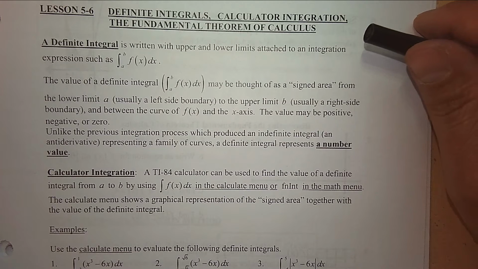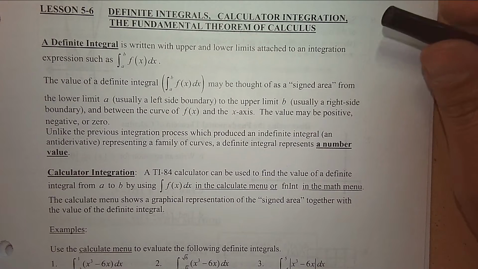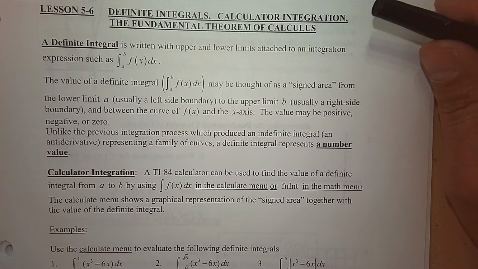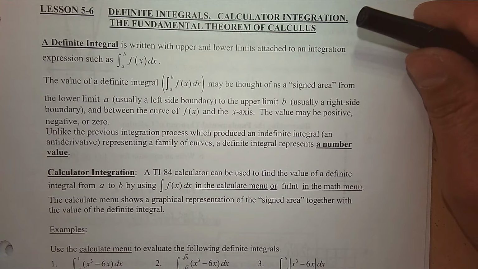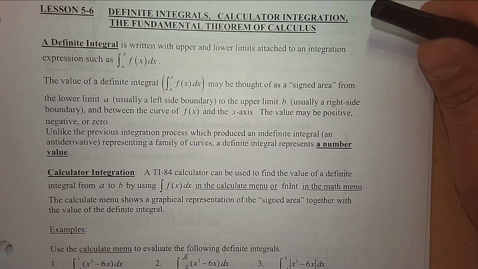So, indefinite is what we've done before. Definite is what we're doing today. How can you tell the difference between the two? A definite integral has bounds, an upper and a lower bound. So when you have your integration sign, you'll have a number on top and a number on the bottom. Usually the number on the bottom is smaller than on top, but it doesn't have to be. But most of the time, A is smaller than B, and it's integrating from A to B.